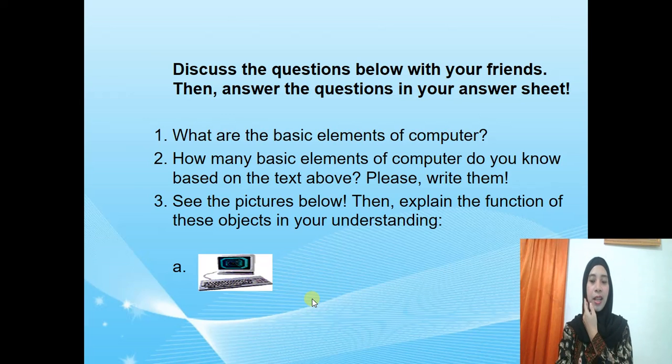We'll continue. Discuss the questions below with your friends. Then answer the questions in your answer sheet. You may discuss the questions below. Then don't forget to answer the questions in your answer sheet. The questions. Number 1. What are the basic elements of computer?